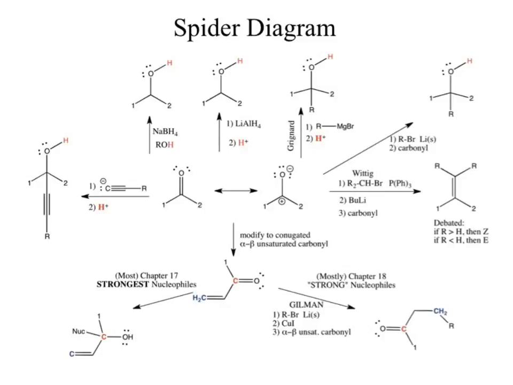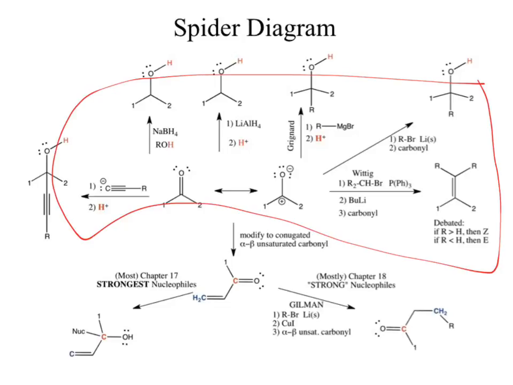So back to our spider diagram. We've now covered everything on the top. Sort of. I didn't directly talk about the acetylides. But ultimately, what's happening there? You have a carbon nucleophile. What can the carbon nucleophile do? Attack the electrophilic carbon of a polar pi bond.